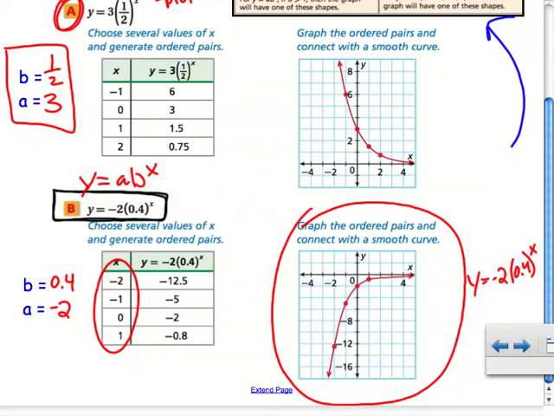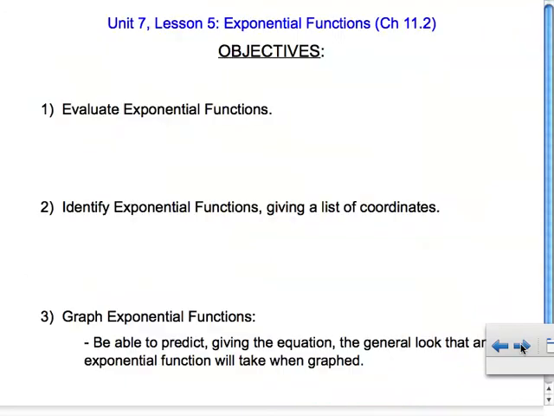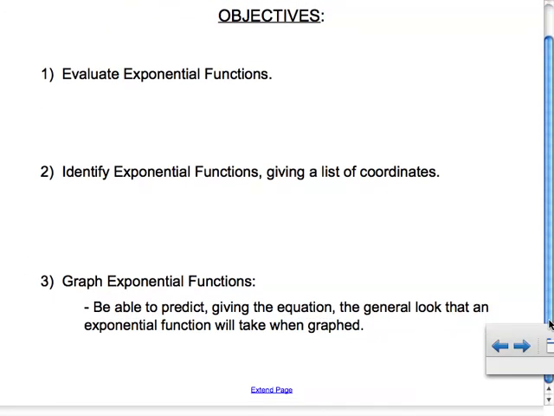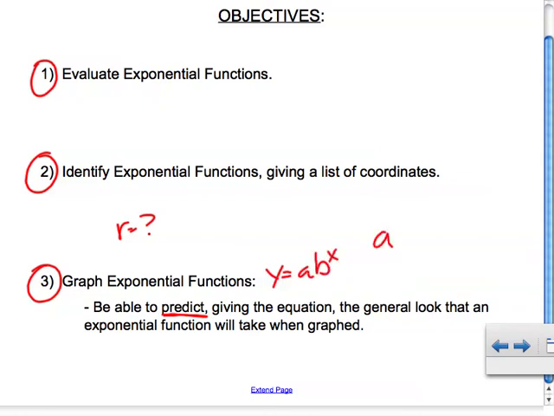Okay, so hopefully you're feeling confident about these objectives. Can you evaluate exponential functions? PEMDAS. Substitute and do PEMDAS. Can you identify exponential functions? Okay, can you look for that R value if it has it or if it doesn't have it? And can you graph? Okay, please think about this formula here and how your graph is going to change depending on what A is and what B is.